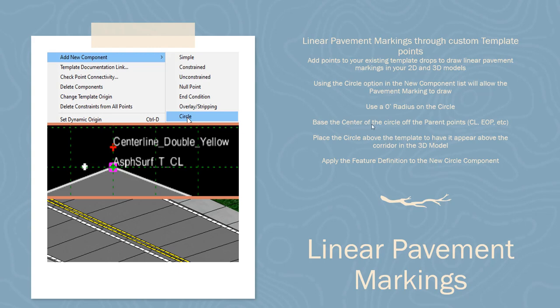Okay. You can base the center of that circle off of a parent point, just like the main template is. The ones that have already been created, they're based off a center line. So you could just bring the center line double yellow up above your asphalt TCL in this case, and it will draw a center line for you. Okay. And then you just apply the feature definition that you want to that circle, such as a center line double yellow, and it will draw that in your drawing. So let's take a look at doing that.